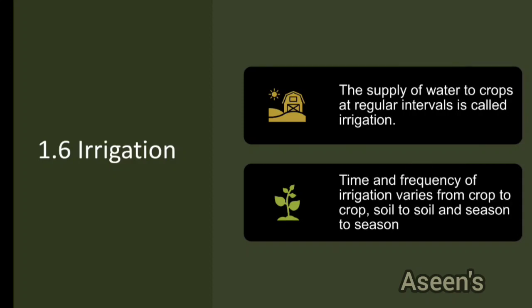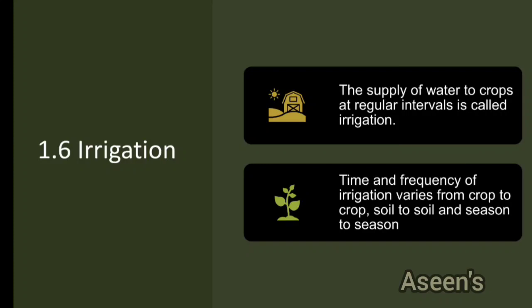Time and frequency of irrigation varies from crop to crop, soil to soil, and season to season. Now, how much water to give, at what time to give, or what is the period of gap we need to keep between the irrigation timings, the irrigation schedule, differs with the type of crop you are using. Some crops require more water, some require less water, some require less water but frequently, that is multiple times a day. So depending upon the crop it will change.